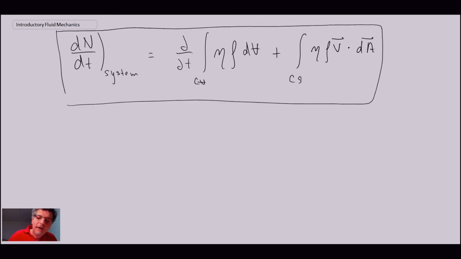Okay, so that's a lot of work to get one little equation, but this equation will be very, very useful, as we'll see coming up. This is sometimes called the Reynolds Transport Theorem. It links a system approach to control volume, so we can express the basic equations in control volume. So that concludes the derivation. In the next segment, we're going to start applying this to mass, momentum, and energy.